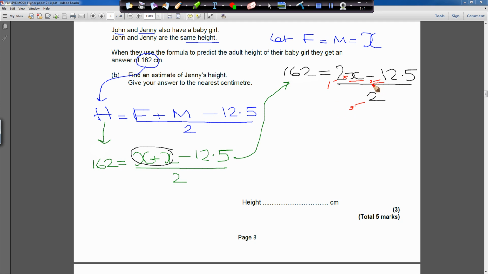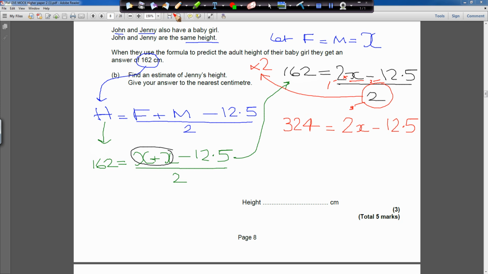So I'm going to grab the divide by 2. Opposite of divide by 2 on this side is times by 2 on that side. So we have 162 times by 2. 160 times by 2 is 320, plus 4, 324. So we have 324 is equal to, copy down the rest of the equation, 2x minus 12.5.